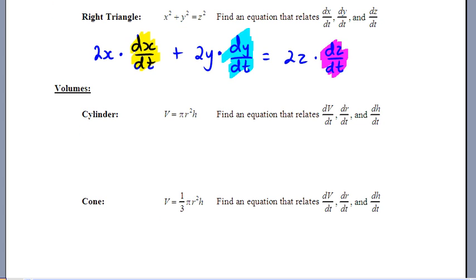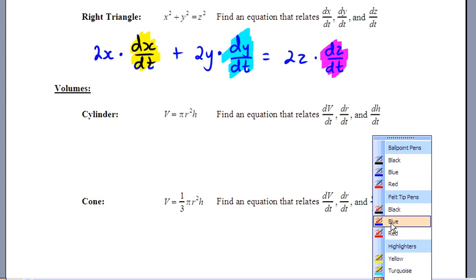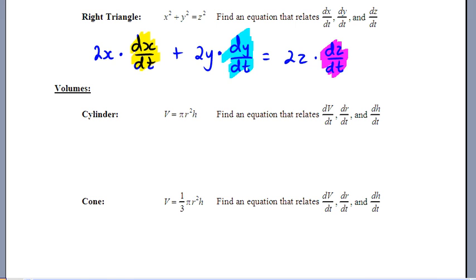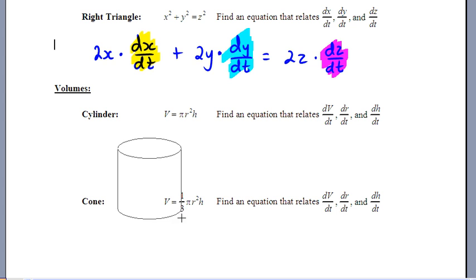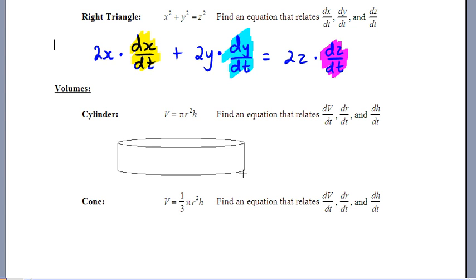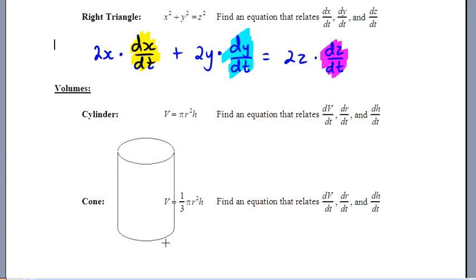For a cylinder, if I wanted to imagine a cylinder that was morphing as time goes by, the cylinder kind of looks like this, but maybe it's getting wider but shorter. It could be doing anything. Those variables can be changing independently, and we're going to be able to relate the rates together just by doing a time derivative. So here, on the left-hand side, I'll end up with dV/dt.